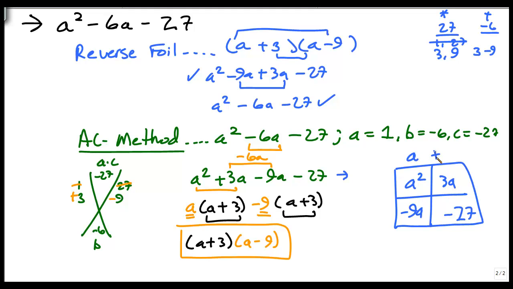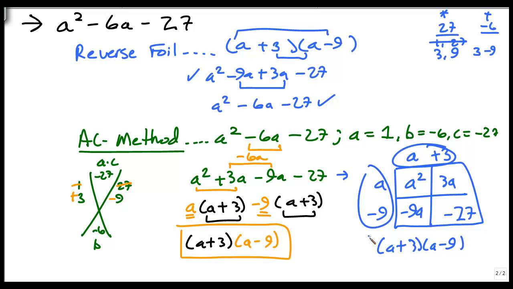Second column is a +3 that's common. First row is an a. And then down here I have a negative 9. And so you can see I've got it all set up, a plus 3, a minus 9. And the cool thing about the box method here is I don't have to double check it because it's all right here visually. I don't have to FOIL it out.